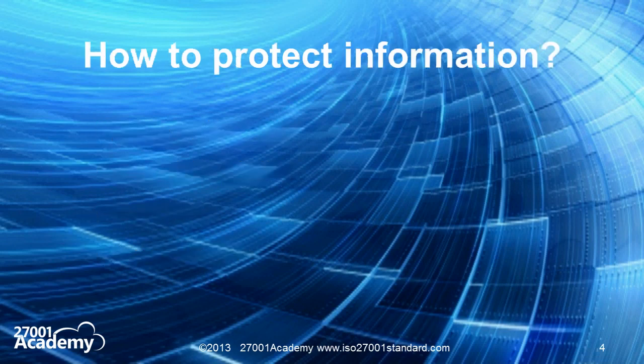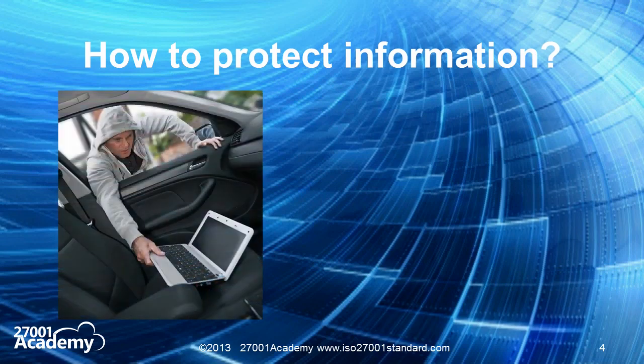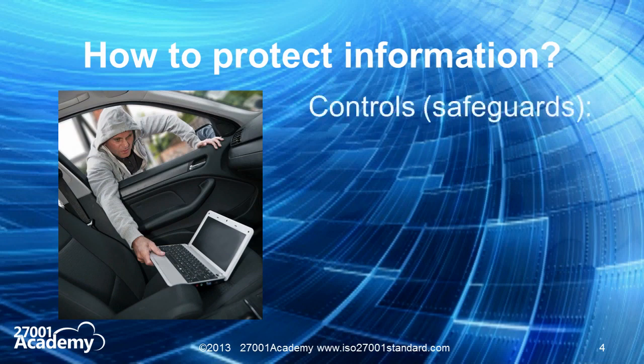Okay, now, how can we protect the confidentiality, integrity, and availability? Let me use my favorite example. Let's say you leave your laptop frequently in your car. Chances are, sooner or later, it will get stolen. So what can you do to decrease the risk to your information? You have to apply some controls or safeguards.